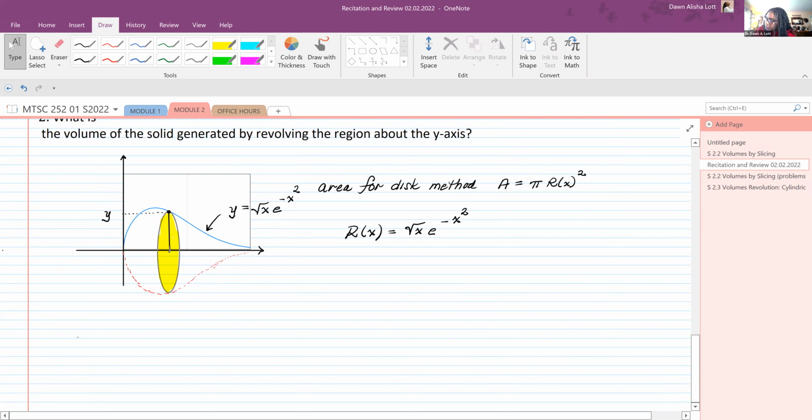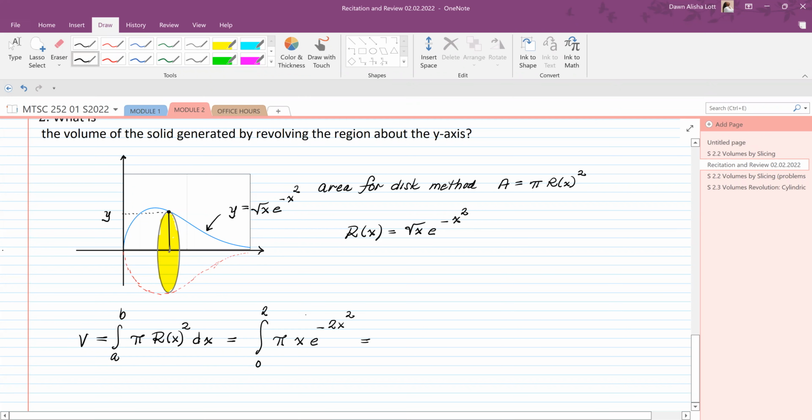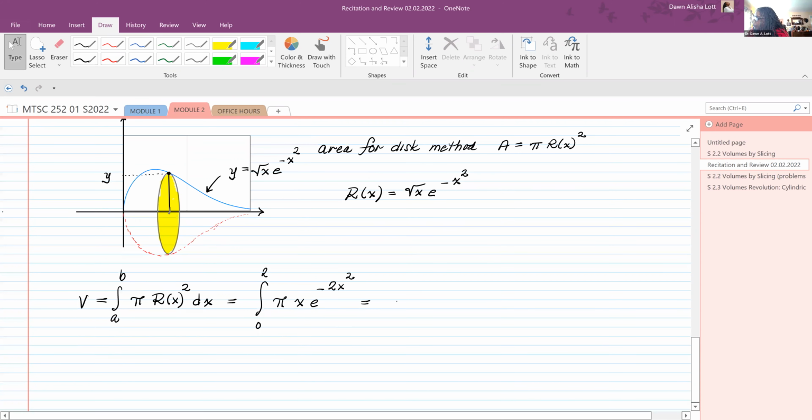So therefore my volume, which is the integral from a to b of pi r squared, is equal to the integral from 0 to 2 of pi r of x squared, which is x e to the negative 2x squared. So that is pi times the integral from 0 to 2 of x e to the negative 2x squared.